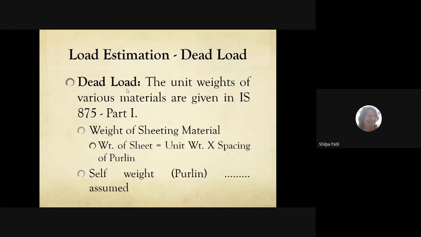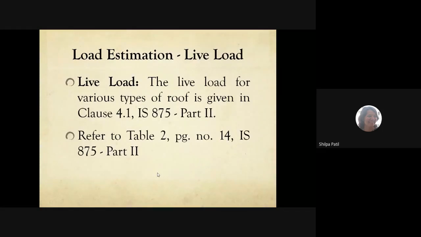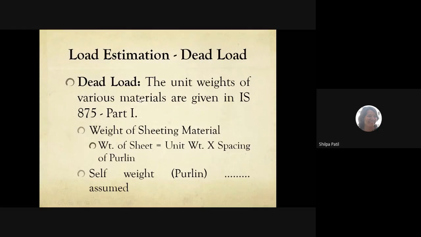Three parts in the dead load are considered: weight of sheeting material, then self weight of purlin, and then self weight of a truss. Okay, self weight of a truss. Initially, I have included all the slides to show you how the load on a purlin is calculated, and later on I have included how to calculate the load acting on a truss. Okay, so I will explain everything step by step in detail in the next practical.